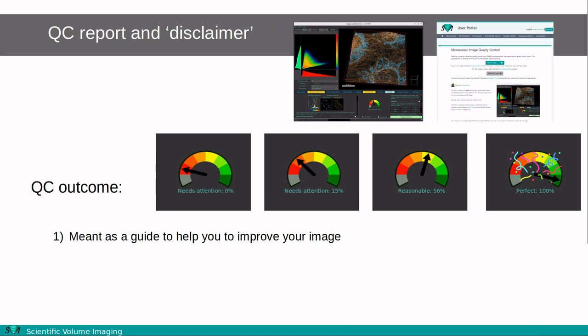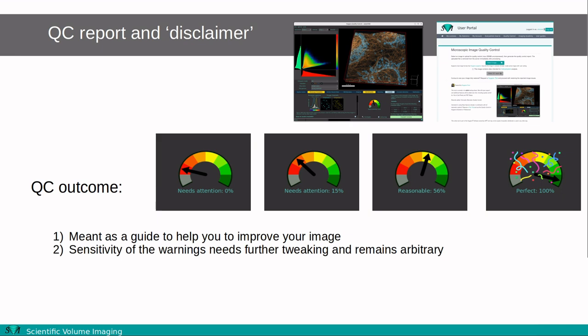A short disclaimer here. The quality control outcome gives you a certain level of quality, and it is only meant, let's say, to be a guide and to help you with improving your images. The sensitivity of the warnings probably needs some further tweaking because there is a whole range of images and their quality, and it remains arbitrary, so where do we set the limits? That is still under development and will remain so.